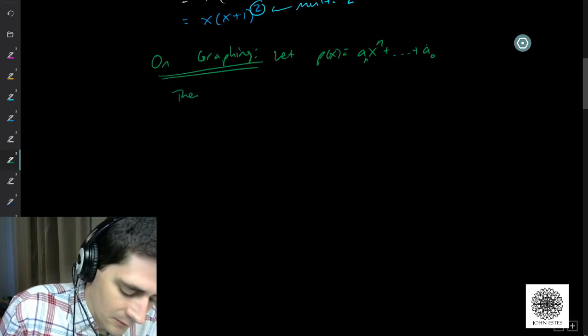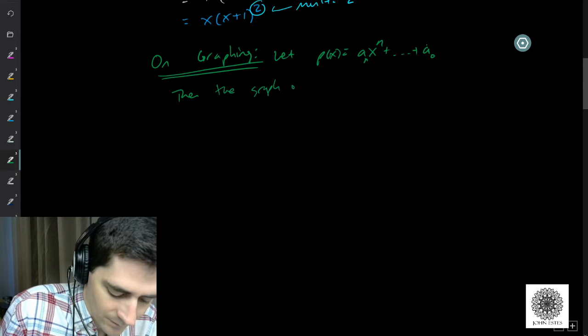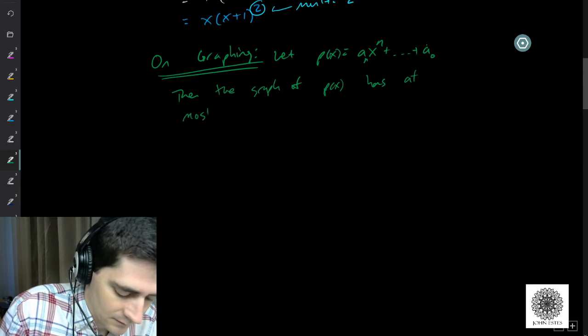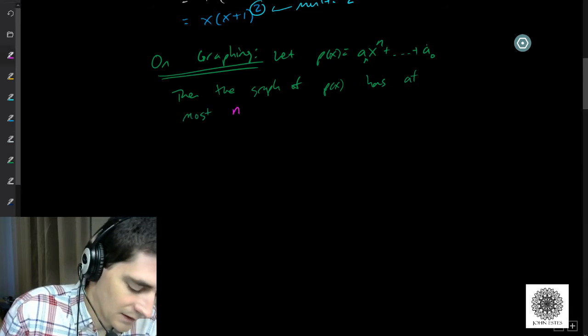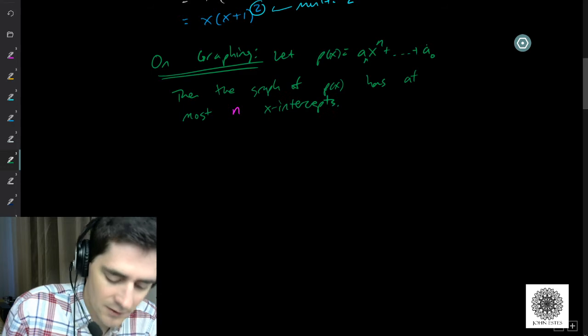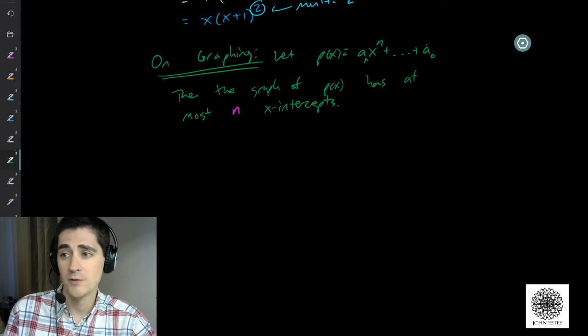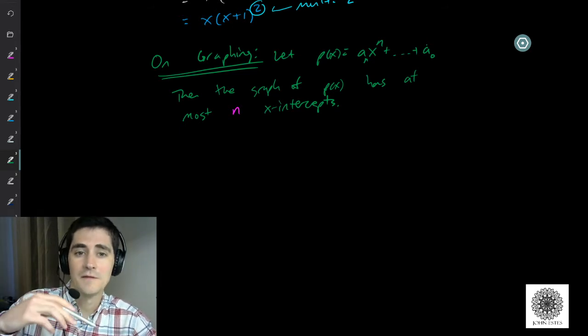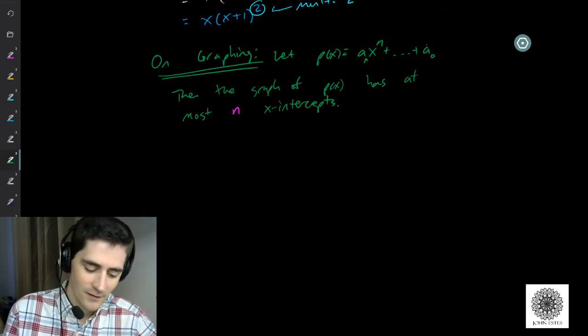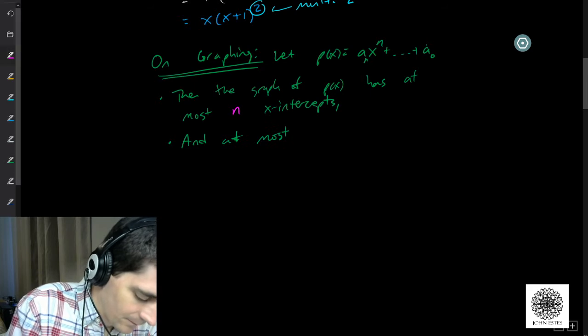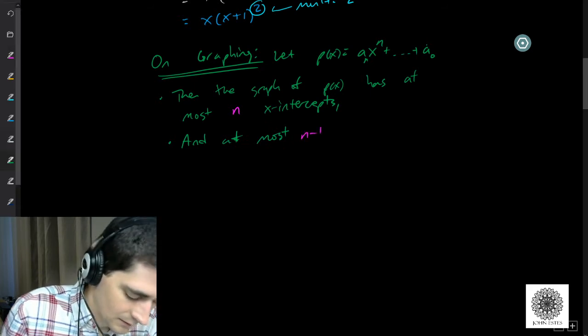Then the graph of p of x has at most n x-intercepts. A degree 3 polynomial can only have, at most, 3 x-intercepts. If you try to graph a third-degree polynomial and you keep crossing the x-axis 4 or 5 times, you've done something wrong. You can only have n x-intercepts, and at most n minus 1 turning points.